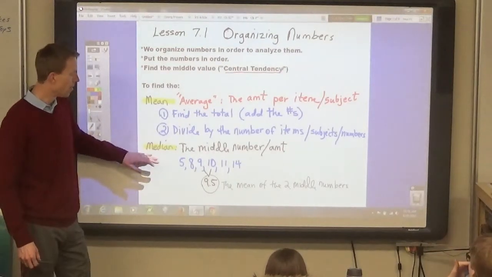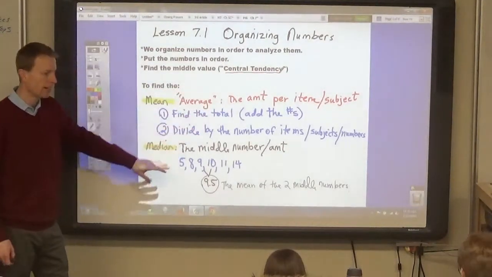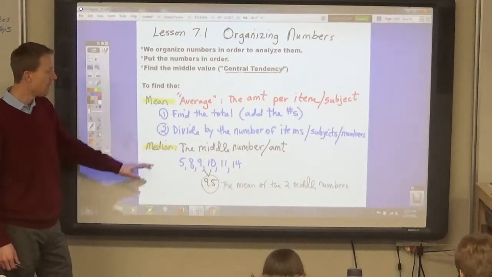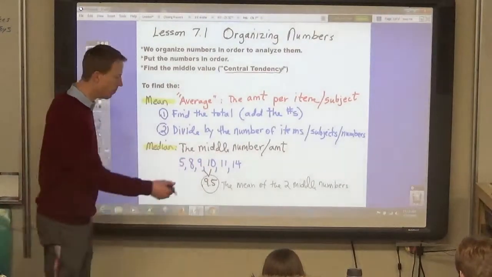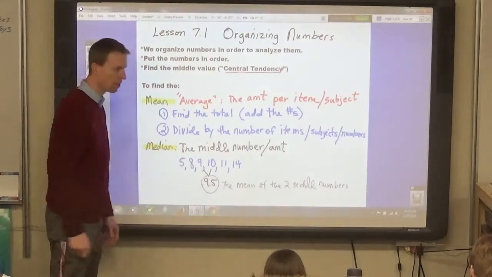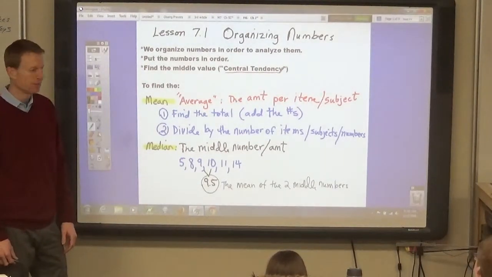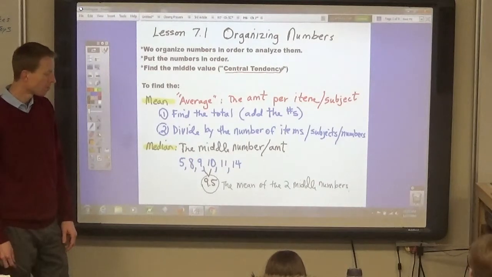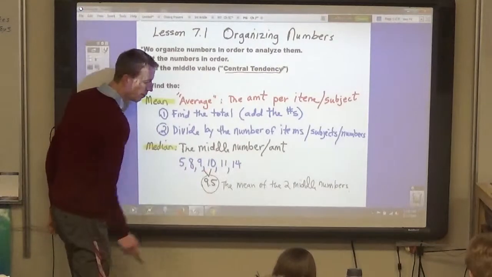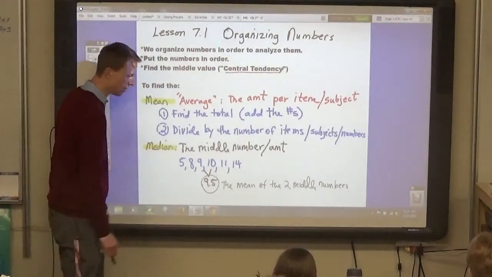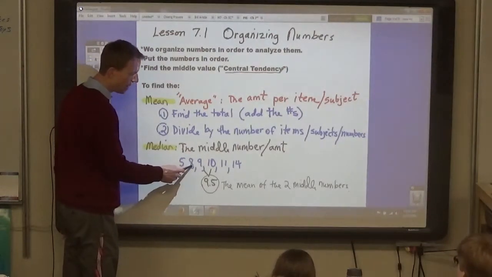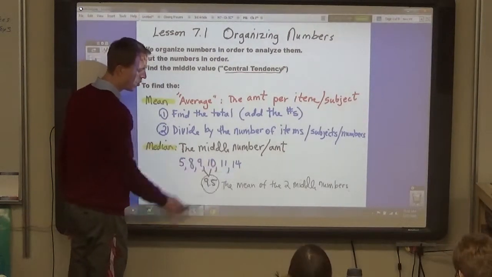There's another way to find the middle, or the central tendency, and that is to find the median. The median is a middle number between the 2 middle numbers, or to find the middle, the actual middle number of the set. All right? The middle number, or the middle amount. Not by adding and dividing, but just by locating it. So look at this data set. You got 5, 8, 9, 10, 11, and 14.